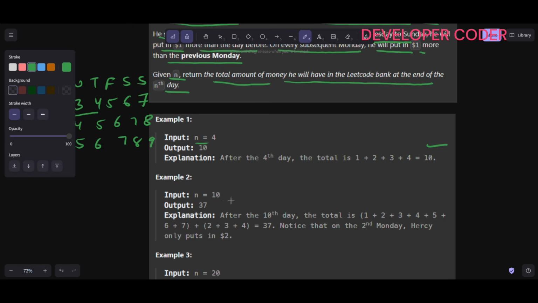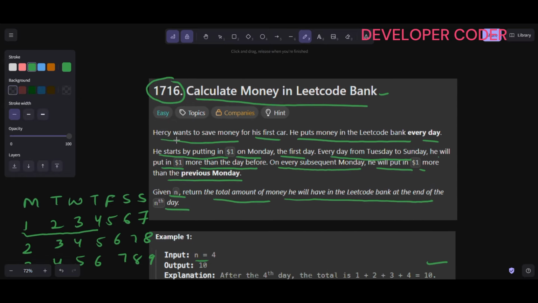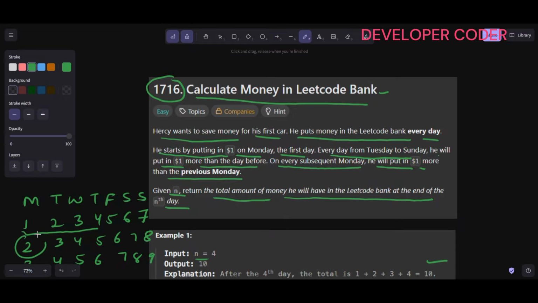N is equal to 10. N equal to 10 means first 1 plus 2 plus 3 plus 4 plus 5 plus 6 plus 7, then again start from 2: 2 plus 3 plus 4. So 7, 8, 9, 10, 10 days. If you do the addition of all this, you will get 37. Notice that on the second Monday, Hershey only puts in $2. So we start from $2, like this we have to do.